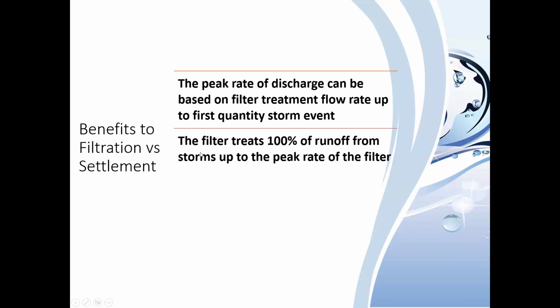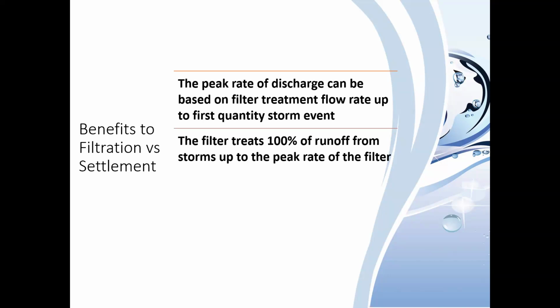The other big thing here, this is a big one: the filter treats 100% of runoff from storms up to the peak rate of the filter. So, let's get realistic. Using the traditional first flush method, that's typically a storm event of about a 1.5 to 2 inch storm. So, what happens when you get a 1/4 inch of rain that goes into your pond? Well, if it goes over a couple of hours, it probably goes straight in, straight out.